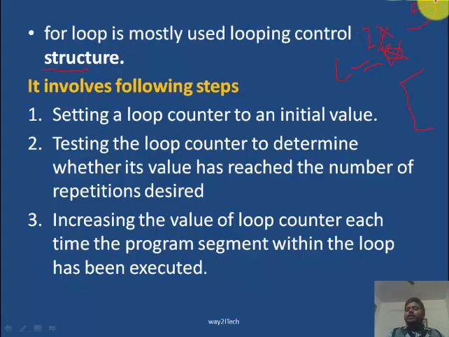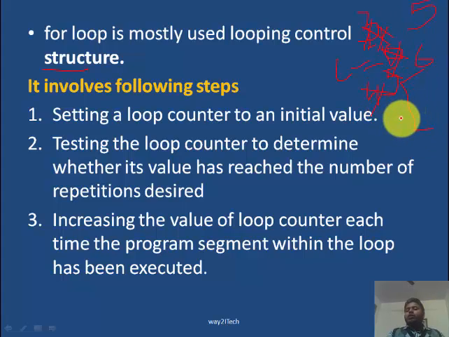Similarly, we again check the condition: 2 less than 5, yes. Again execute this block and increment, count is 3. Now again check, 3 less than 5, yes. Execute this block and increment, we get 4. 4 less than 5, yes. Again execute this block and increment the value to 5. 5 less than or equal to 5, yes. Again execute the block and increment the value, so we get 6. 6 less than 5, false. This means we have executed this block 5 times.